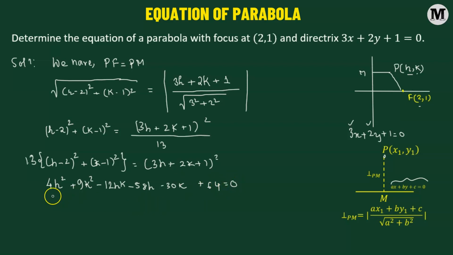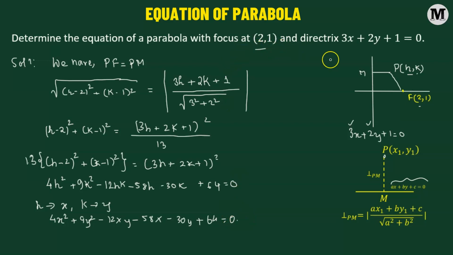We're almost done. Finally, we replace h with x and k with y, and that gives us the required equation of the parabola. We get 4x squared plus 9y squared minus 12xy minus 58x minus 30y plus 64 equals 0. This is the equation of the parabola having a focus at (2, 1) and the directrix with the equation 3x plus 2y plus 1 equals 0.